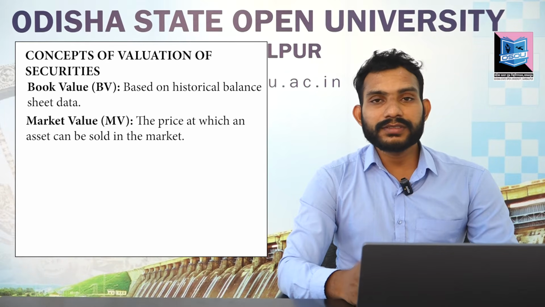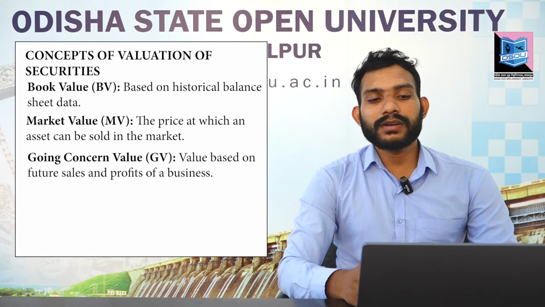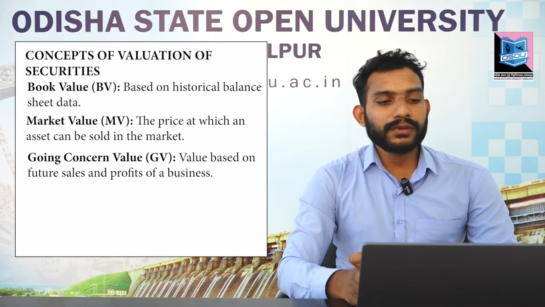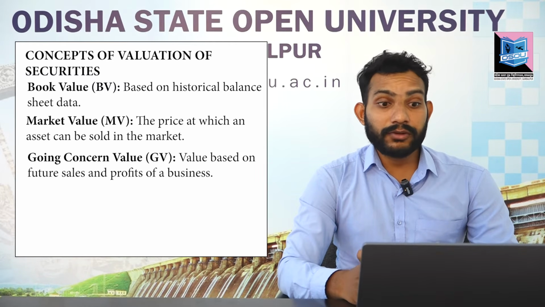Then we have going concern value. This is the value of a company assuming it will continue operating into the future. It looks at future sales, profits, and how the business is expected to grow and perform over time. This is really useful while valuing a business that isn't being shut down.